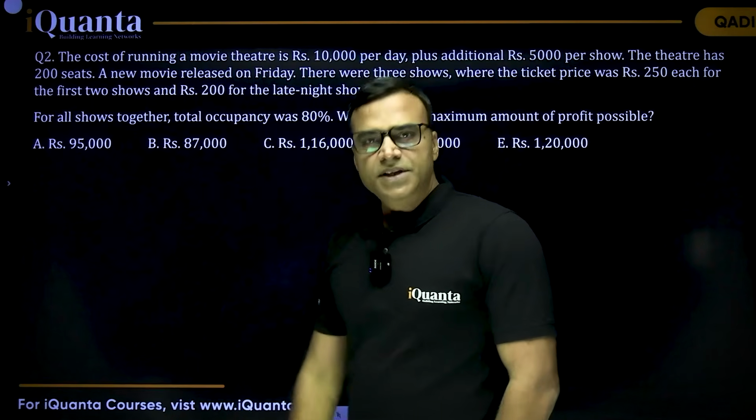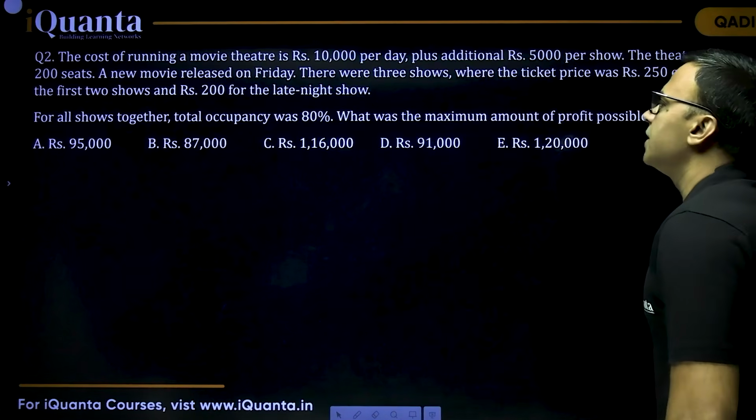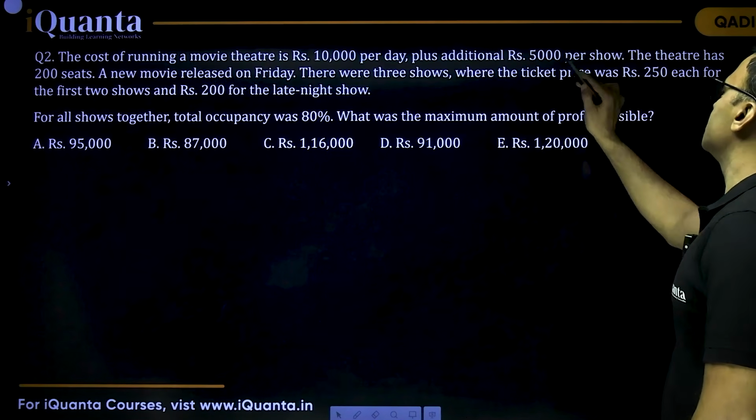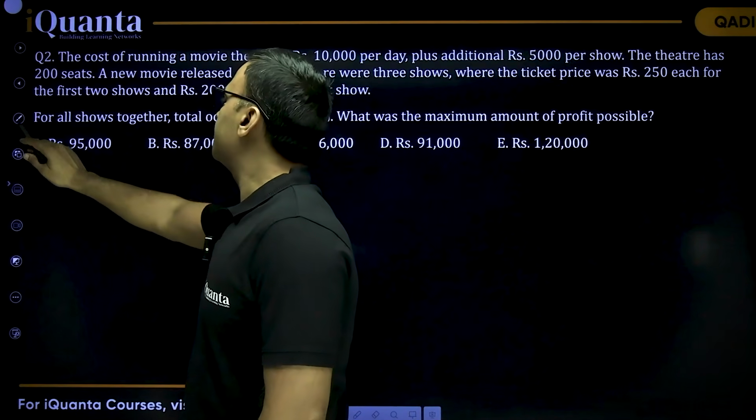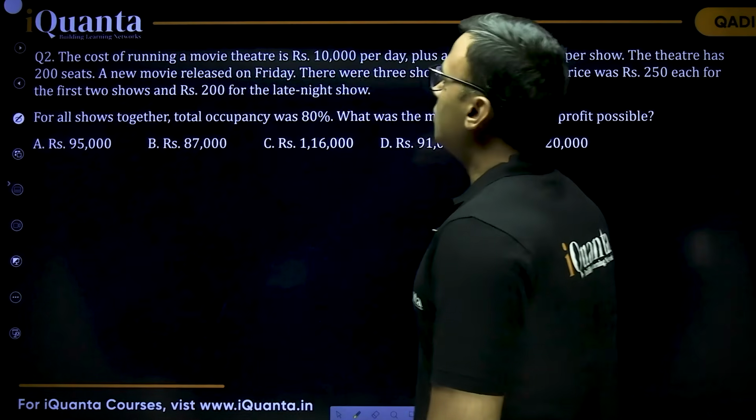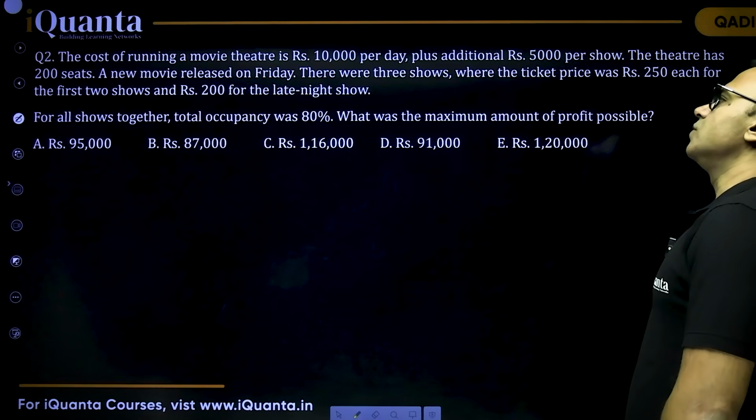Okay. Now this question says the cost of running a movie theater is rupees 10,000 per day plus additional 5,000 per show. So the cost is given. The theater has 200 seats. A new movie released on Friday. There were 3 shows.